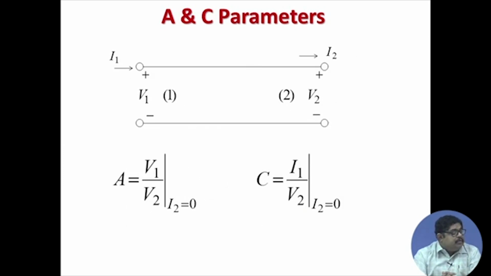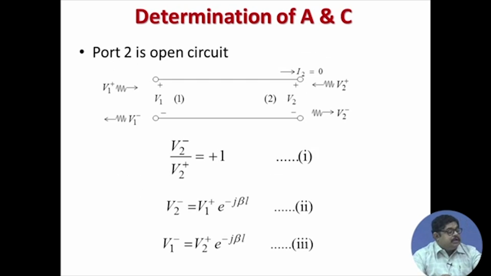Now, to find A and C, you see in both these cases we require I2 to be made equal to 0. I2 equal to 0 means port 2 is an open circuit. So, we will have to make port 2 open circuited, and then the ratio of V1 by V2 will give us A and the ratio of I1 by V2 will give us C. So, let us see that we have made port 2 open circuit, I2 is equal to 0.